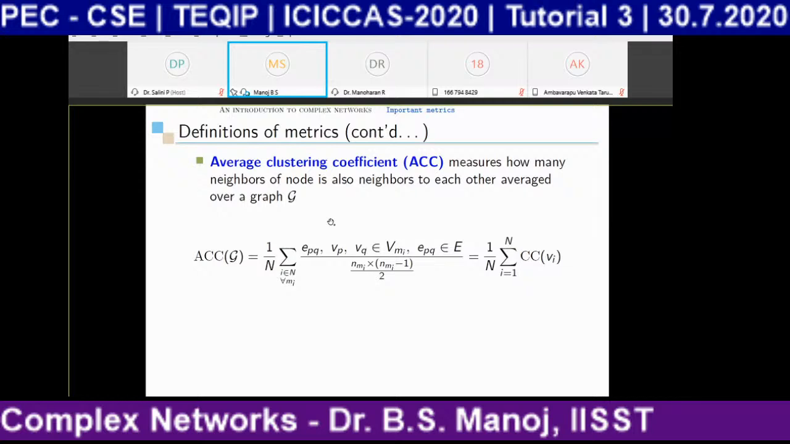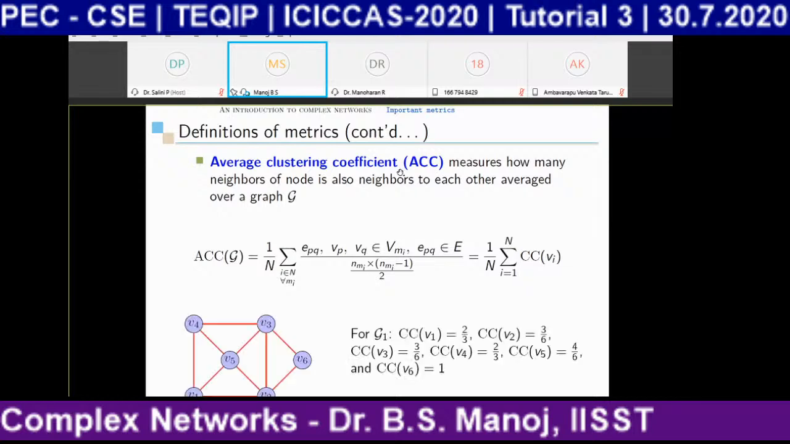So now the expression is like a summation of the edges in your neighborhood, given all the neighbors within the graph, as well as edges within the edge set of the network, divided by the maximum number of possibilities among the neighborhood connectivity. And that is divided with 1 by N to get the average across the entire network.